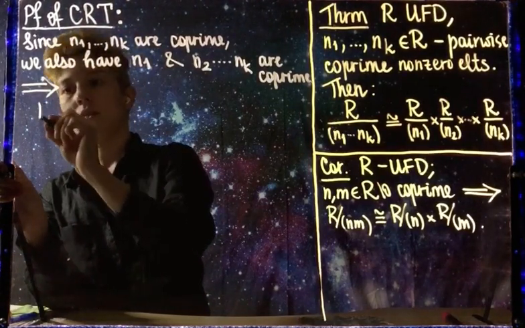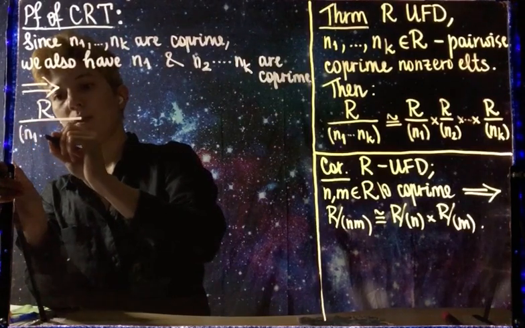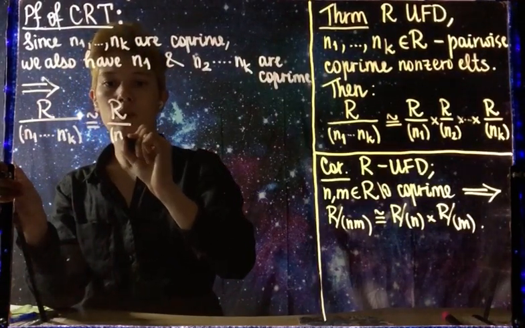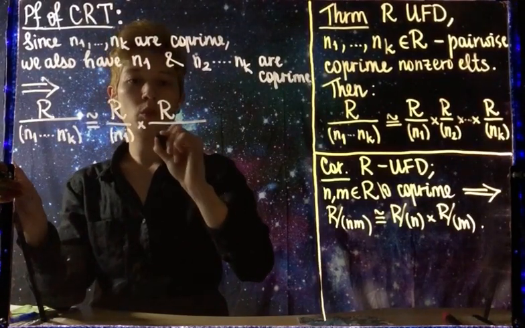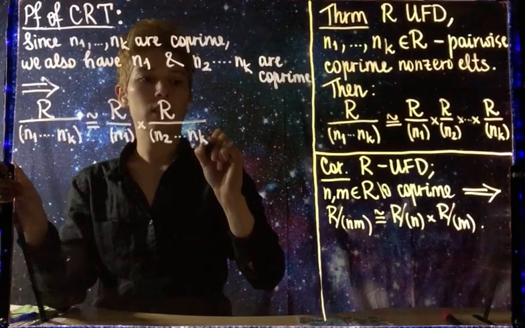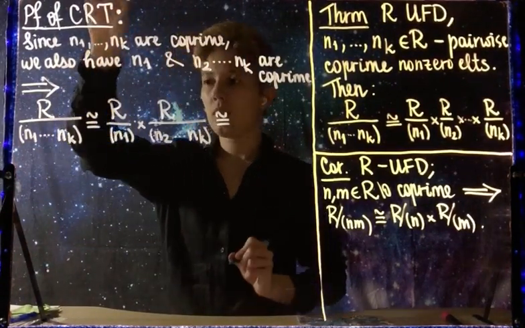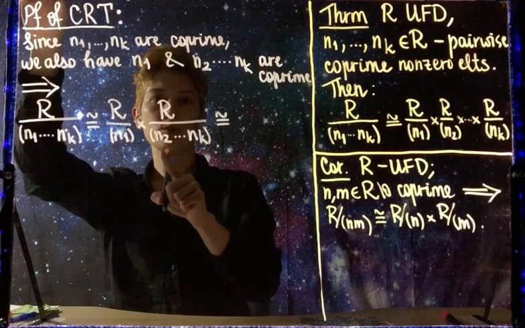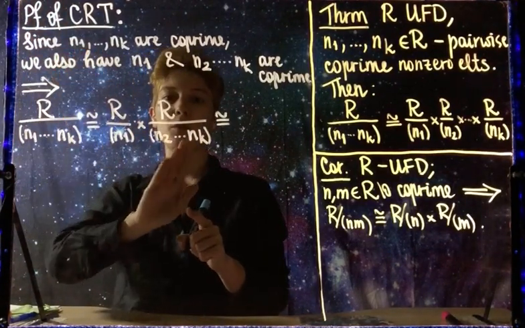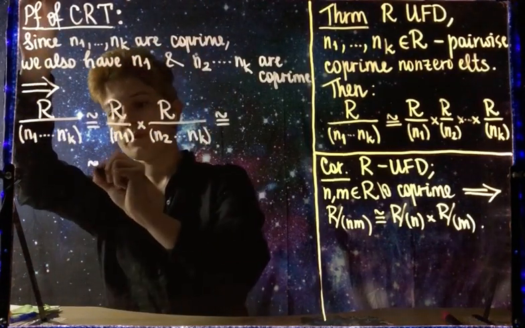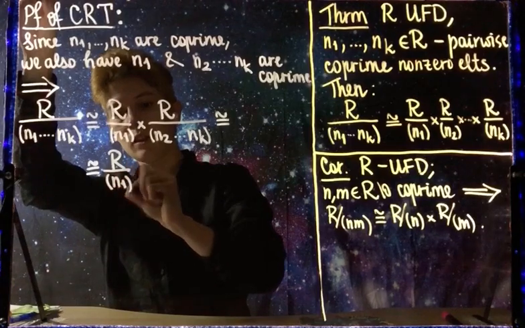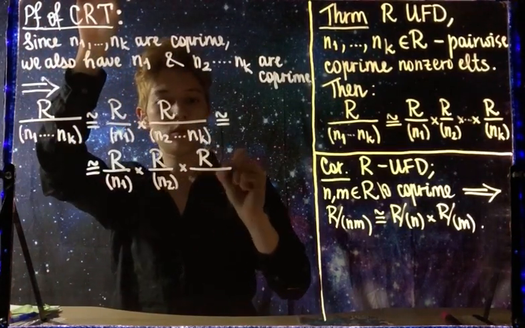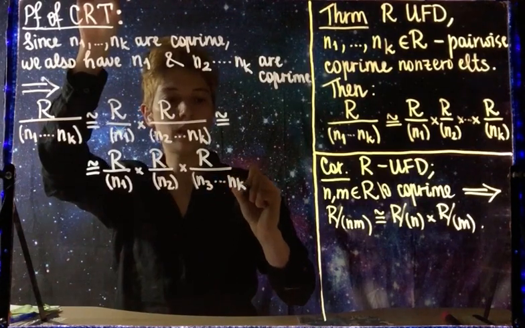So we conclude that R mod out by the product of all these elements is isomorphic to R mod n1 times R mod the product of n2 through nk. And then further we can, in the same fashion, split out R mod n2, because we use the same logic that n2 is co-prime to the product of n3 through nk. So we get R mod n1 cross R mod n2 cross R mod the product of n3 through nk.